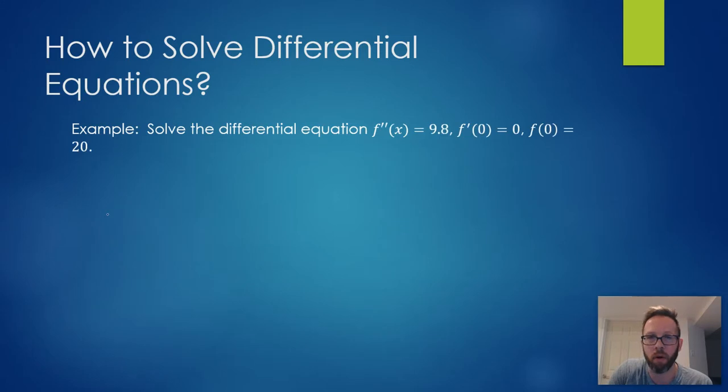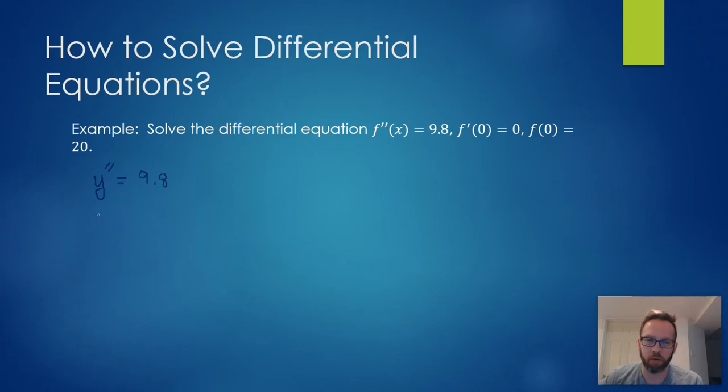I've got one more. In this case, I've got a differential equation where the second derivative is 9.8. The first derivative at 0 is 0, and the value of the function at 0 is 20, so like its y-intercept. We can solve this using antiderivatives too. So we'll start with, I'm just going to switch to y double prime for my notation.